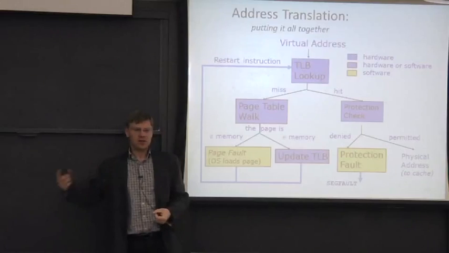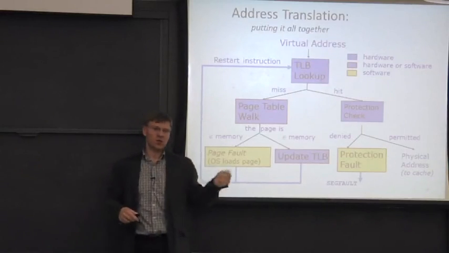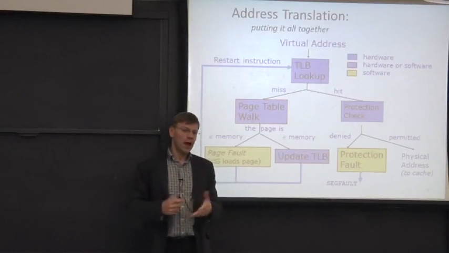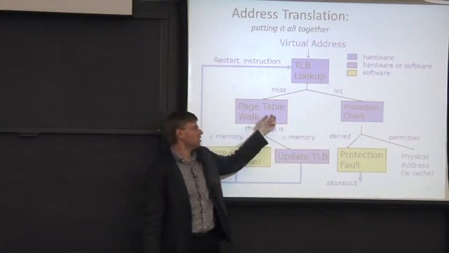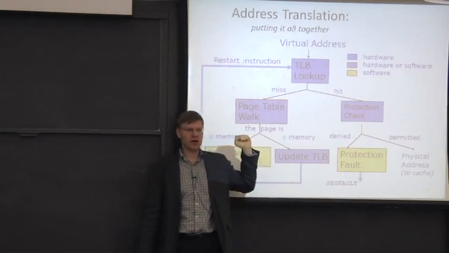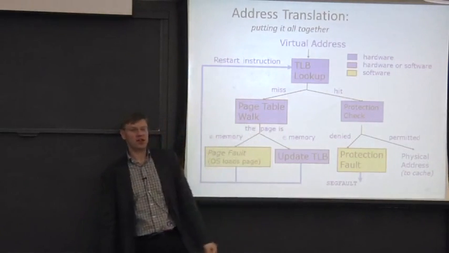So we'll have some software walking it and doing a bunch of memory references, a little piece of software there. And then there are some hybrid approaches. For instance, even on MIPS, there's some special hardware that helps the software walk the page table faster.